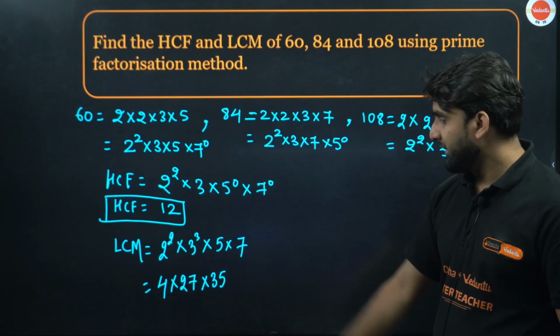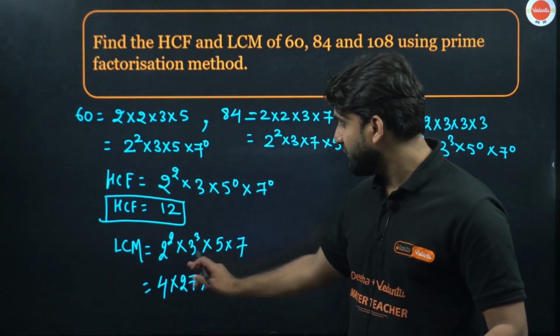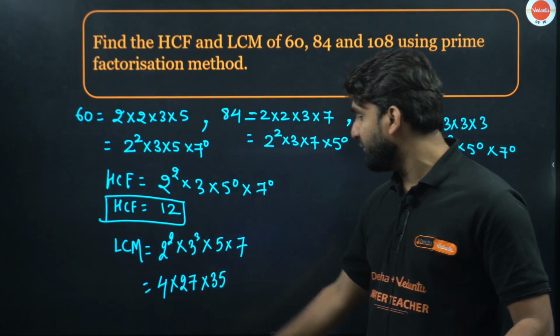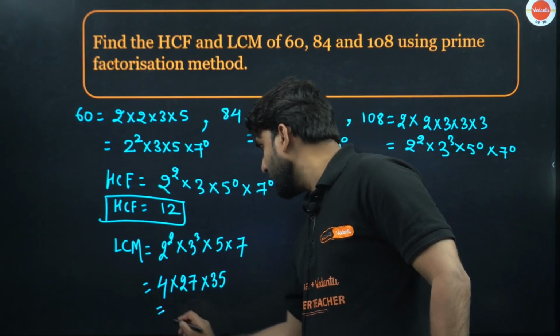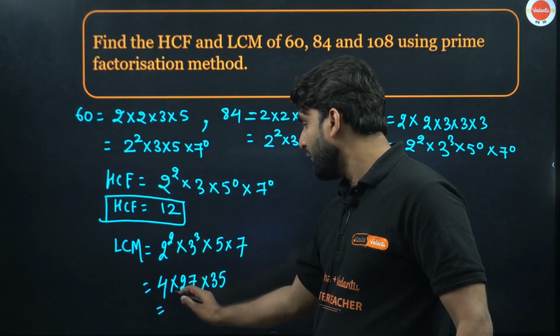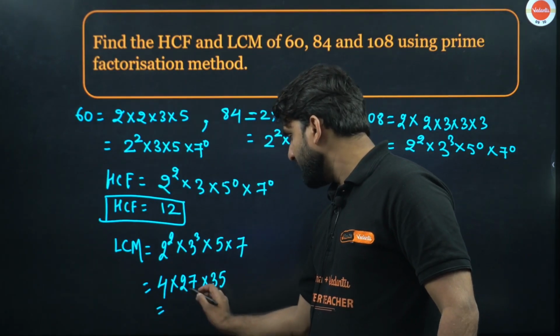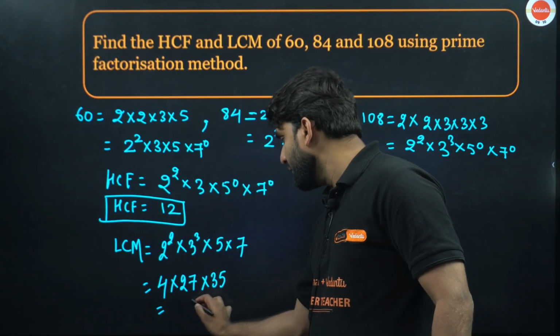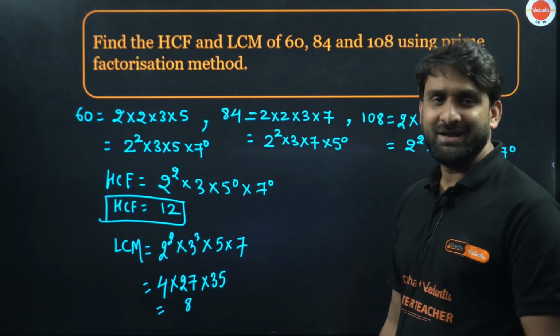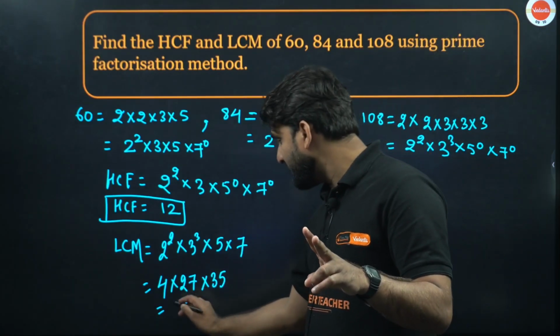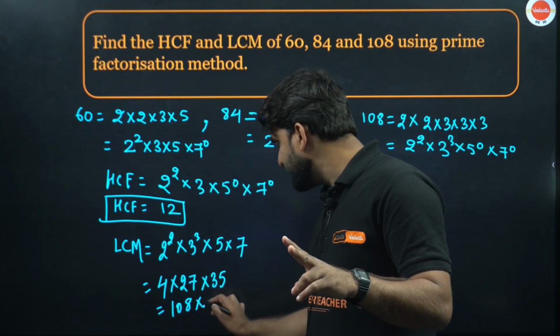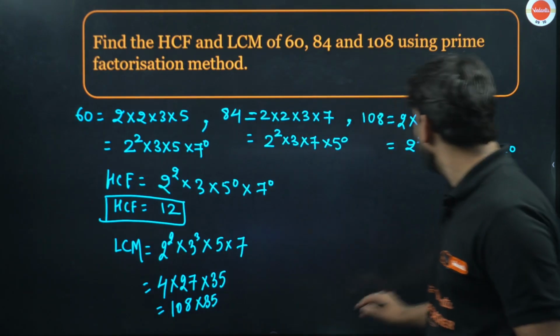Now let's multiply. I hope this is clear to you. 2 to the 4, 3 times 3 is 9, 3 times 9 is 27, 27 into 4, and this will be multiplied by 35. Can you please multiply 27 into 4? 7 times 4 is 28, 8 carry 2, 4 times 2 is 8, 8 plus 2 is 10, so 108. Let's multiply this by 35.